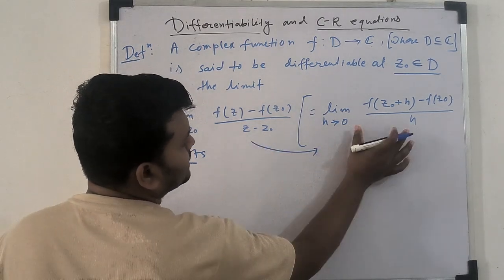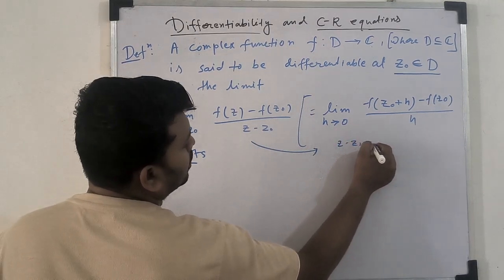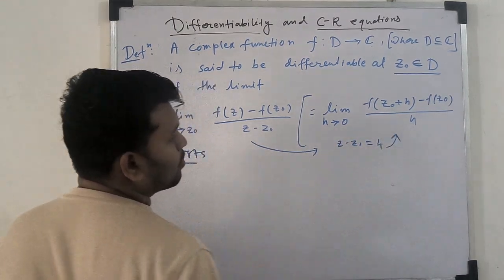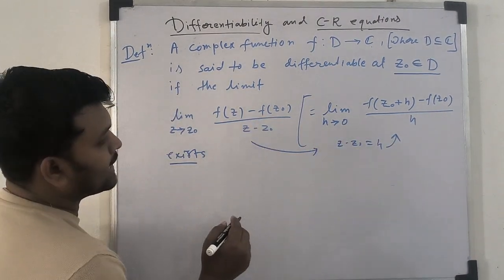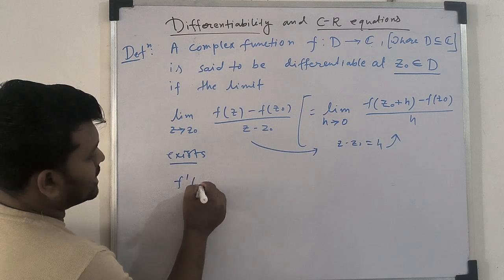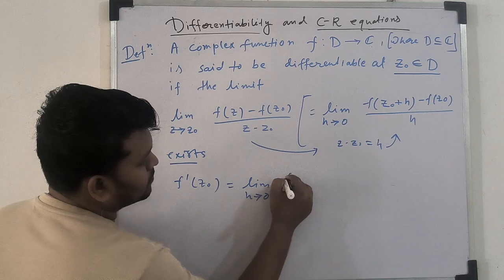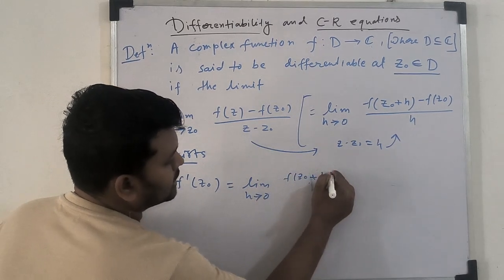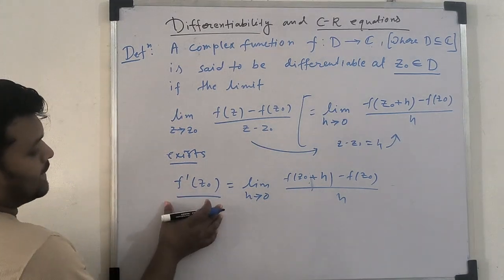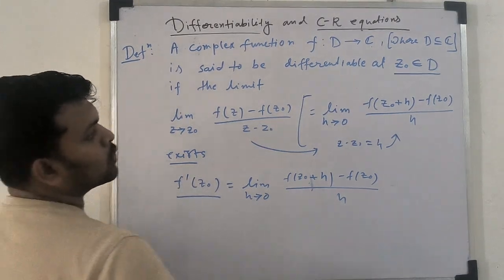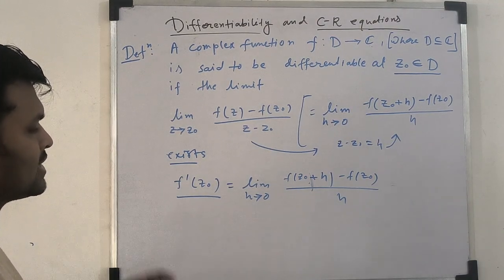So this is the general form, and if we put z minus z0 equal to h, then we get this form. So you can remember this form. The value of the derivative of f at z0 is denoted by f dash z0, and it is written as f(z0 plus h) minus f(z0), divided by h. So this is the value of the derivative of this function f at z0, which belongs to D. So this is the definition of derivatives of a function, that is, differentiability.